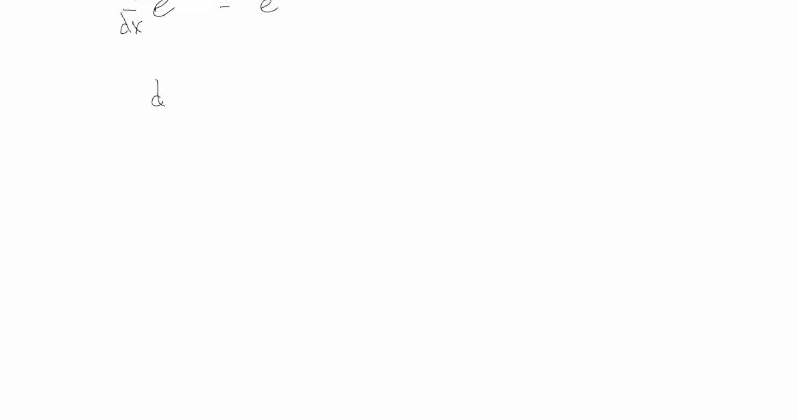So for example, let's try something like 10 to the x squared minus 7x plus 2. The derivative of this. What am I going to do with this? This is a chain rule. I don't know if it looks like that to you, but this is a chain rule because it's one thing which is stuck inside of another thing.